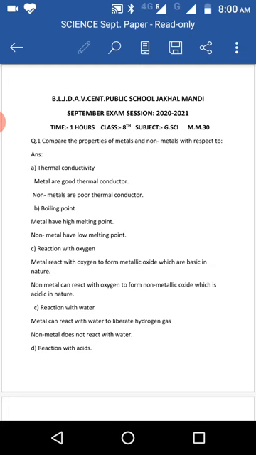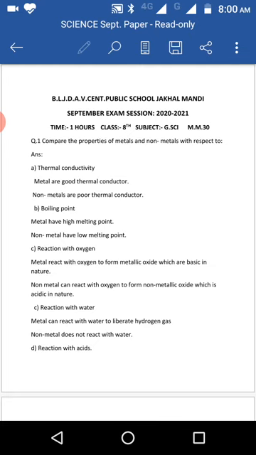So first, we have to discuss the property of a metal and non-metal on the basis of thermal conductivity. So metals are a very good thermal conductor, but non-metals are a poor thermal conductor. Second is boiling point. Mostly the metals have a high boiling point, but non-metals have a low boiling point.